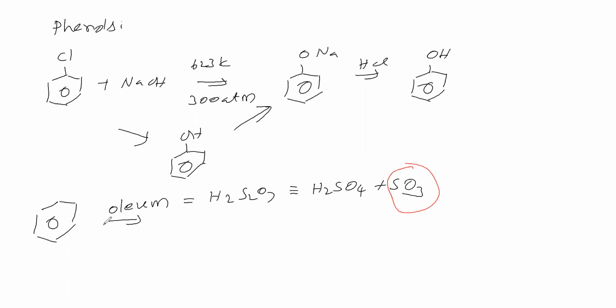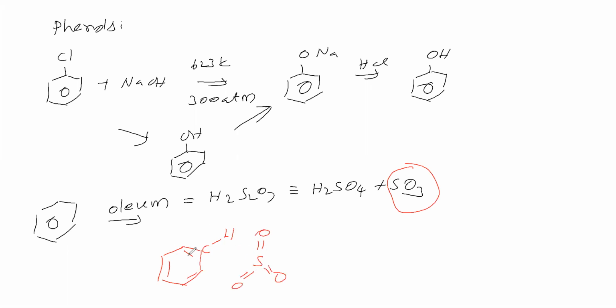Benzene is going for an electrophilic substitution reaction with SO3. How will this reaction happen? That point we'll see. Now we'll take benzene, with its pi bonds, and SO3. We can write SO3 like this.